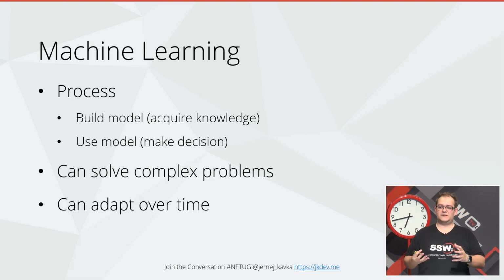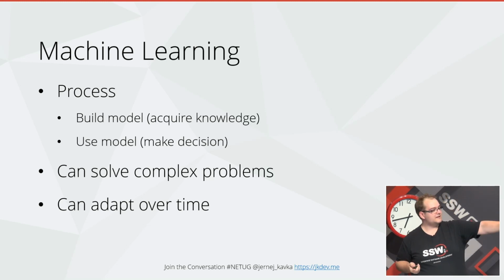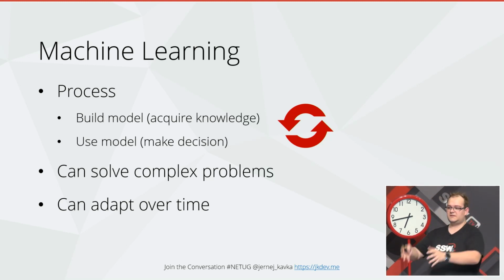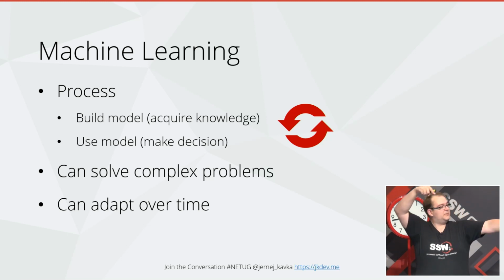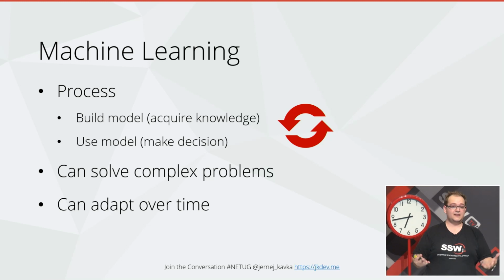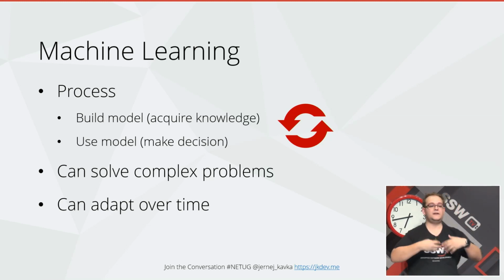It can adapt over time. If you look at the process up above, it's actually circular. So you build the model, you use it in production, and then based on the decisions you got from the machine learning, you can pipe it back to build a new model based on the newly gained knowledge. So now you have a new model which will probably work better, but you'll have to verify it before publishing to production.